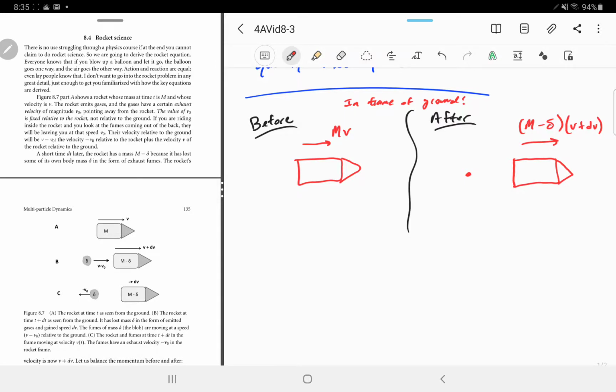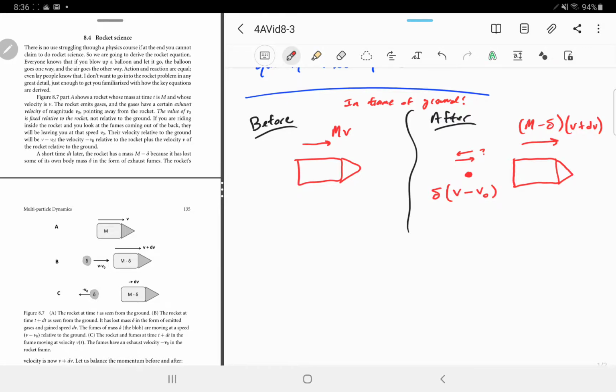And then the ejected mass right here could be traveling to the left or the right. We actually don't know. It depends on what stage of the rocket it's at. But it has momentum delta m times its velocity, because that's the amount of mass of the ejected stuff. And then the velocity is going to be whatever velocity the rocket originally had, minus v naught. So it depends what stage of the rocket's firing, whether this is positive or negative.